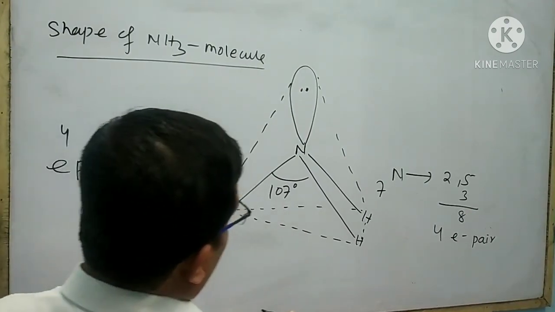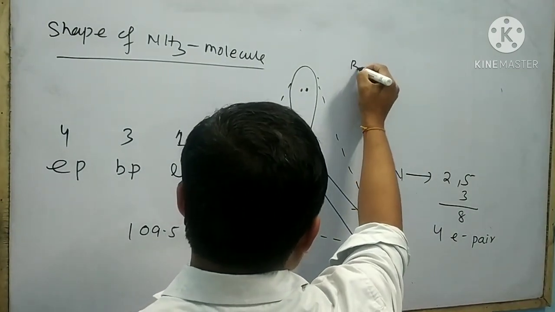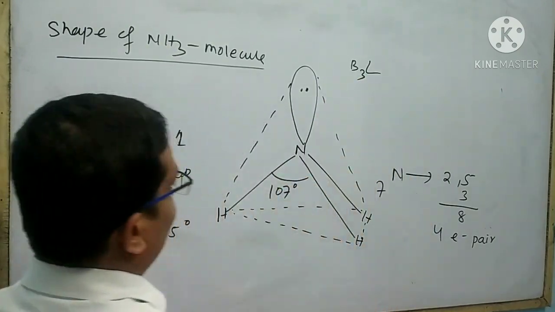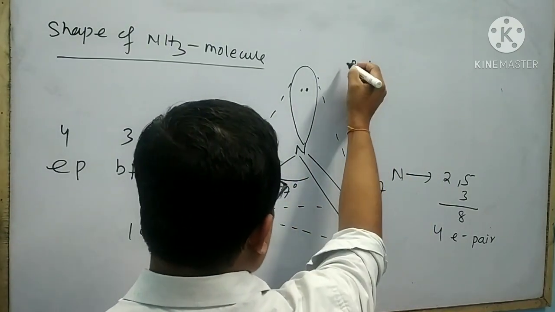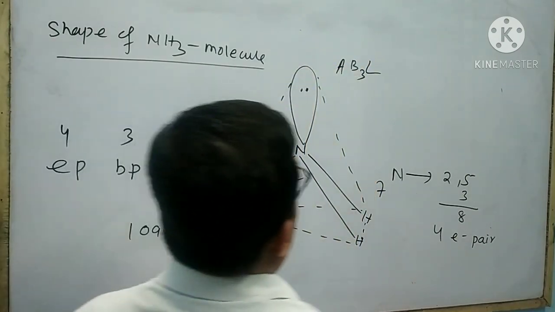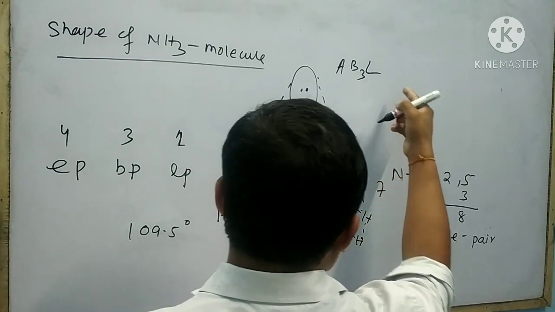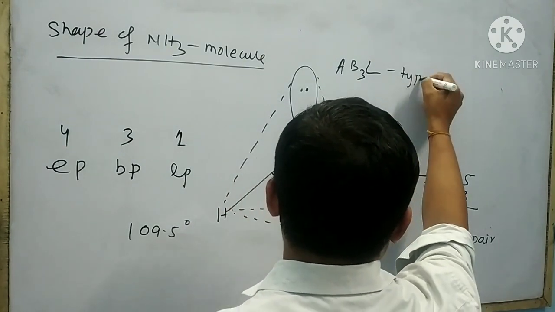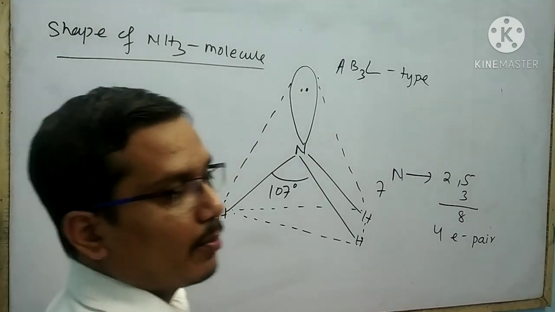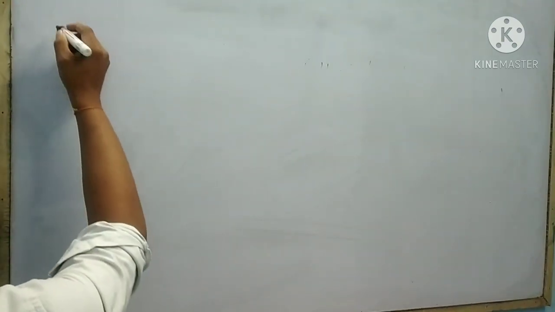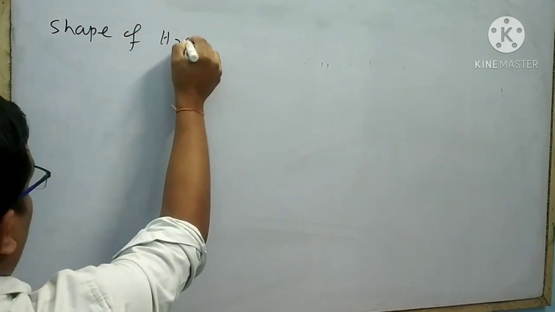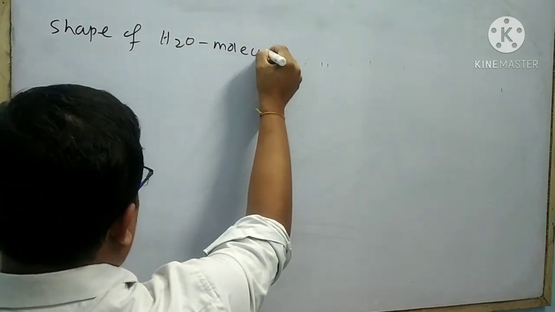In this type of molecule, there are 3 bond pair, 1 lone pair. Here the central atom, suppose we consider it as A, then this type of molecule is said to be AB3L type. This is all about the structure of NH3 molecule. Now I want to explain about the shape of water molecule.